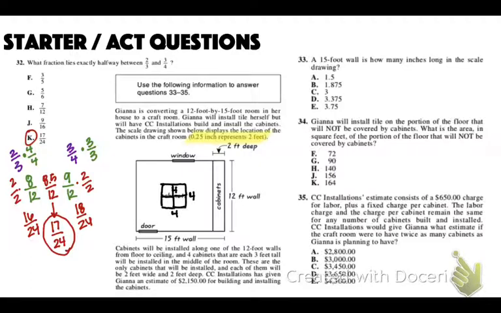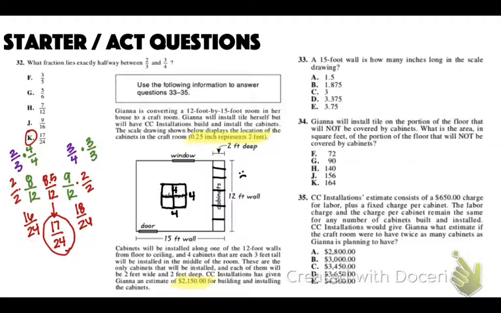Okay, and then there's cabinets all along this wall that are also 2 feet by 2 feet. So that means there'd be 6 of them. 1, 2, 3, 4, 5, 6. Not drawn to scale, sorry. And then CC Installation has been given an estimate of $2,150 for building and installing these cabinets. Okay, so that's how much it is going to cost to build and install these cabinets.